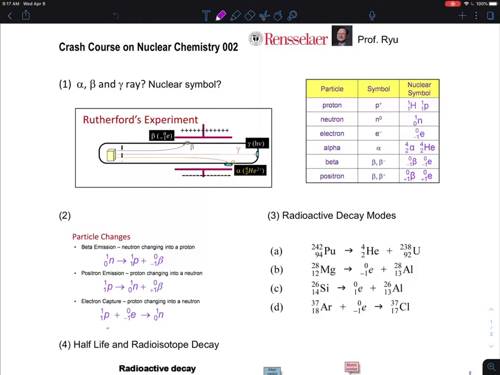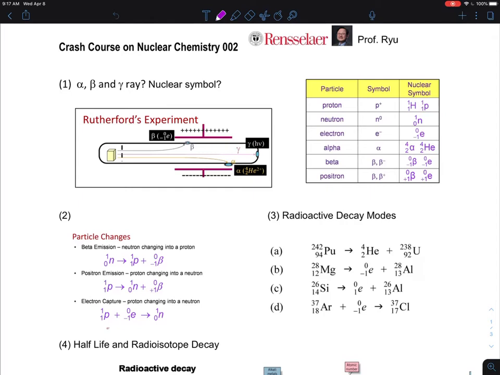Okay, so I am going to talk to you about nuclear chemistry, and I will start with the symbols on alpha, beta, gamma, and particularly also these nuclear symbols. In addition, today I'm going to focus more on getting down to the math on the half-life, and that seems to be the very important concept.